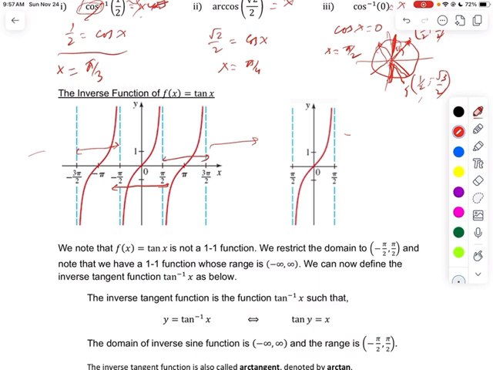Then the cosine inverse of 0 means we are looking for an x such that cosine of x is 0. And this can happen when x is pi over 2 or 3 pi over 2. Okay? Now, we are looking between the interval 0 to pi, so x will be equal to pi over 2.